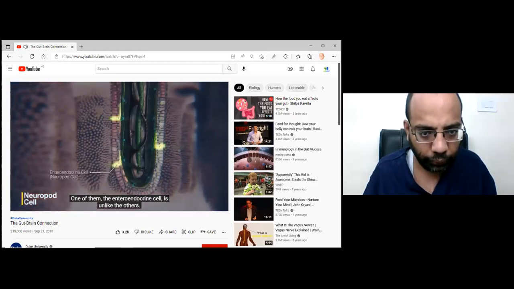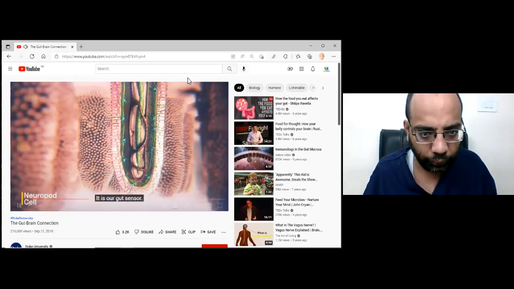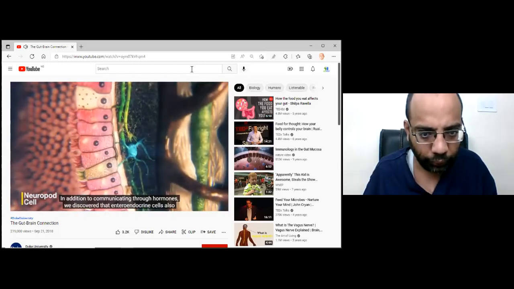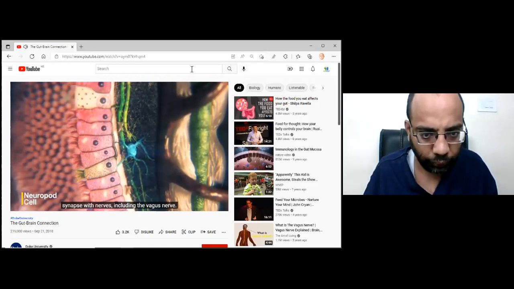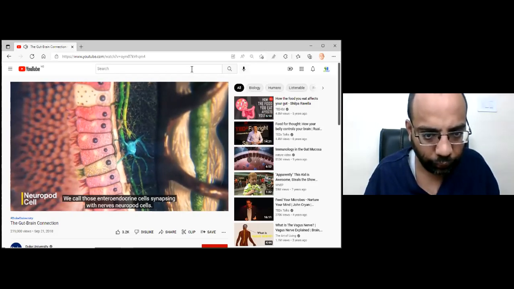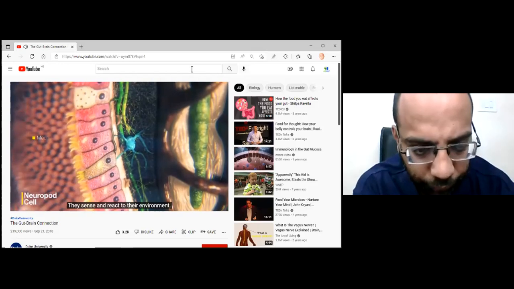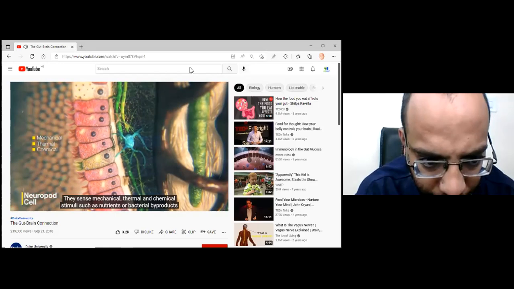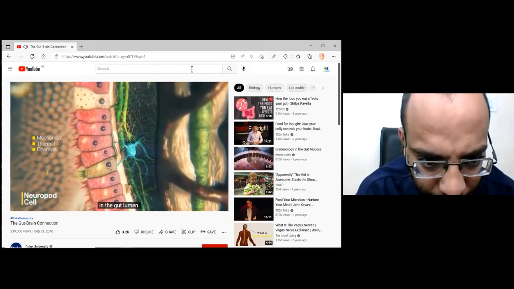One of them, the enteroendocrine cell, is unlike the others. It is our gut sensor. In addition to communicating through hormones, we discovered that enteroendocrine cells also synapse with nerves, including the vagus nerve. We call those enteroendocrine cells synapsing with nerves neuropod cells. They sense and react to their environment. They sense mechanical, thermal, and chemical stimuli, such as nutrients or bacterial byproducts in the gut lumen.